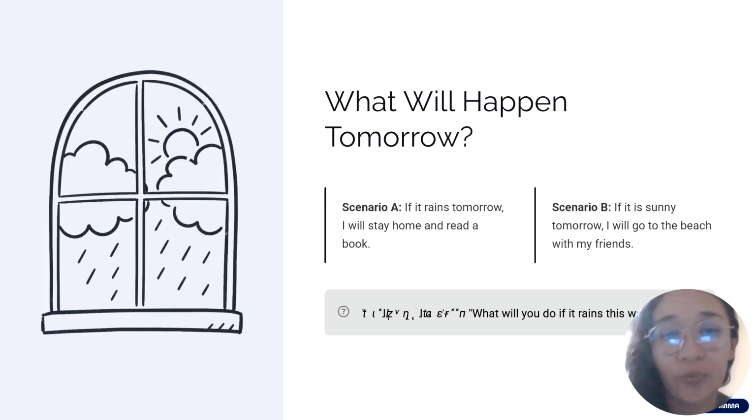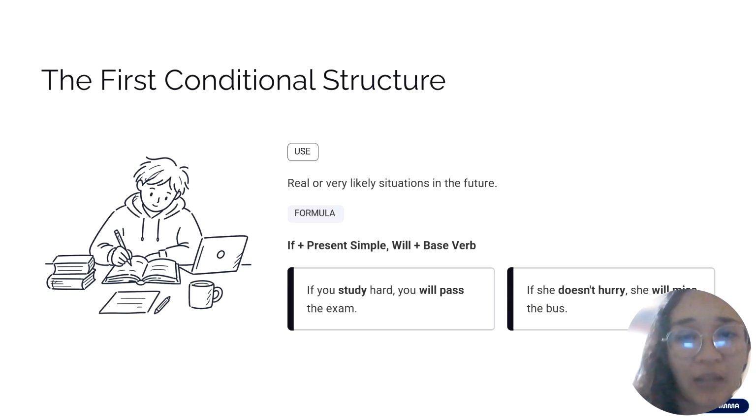Notice what I'm doing here. I'm talking about real life possibilities in the future based on one condition. What about you? What will you do? What will you do if it rains tomorrow? So think a little bit about it.